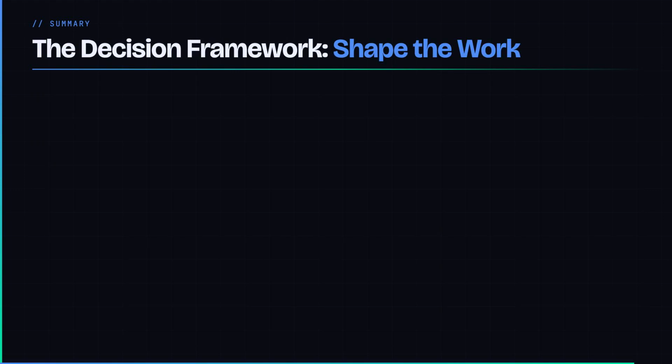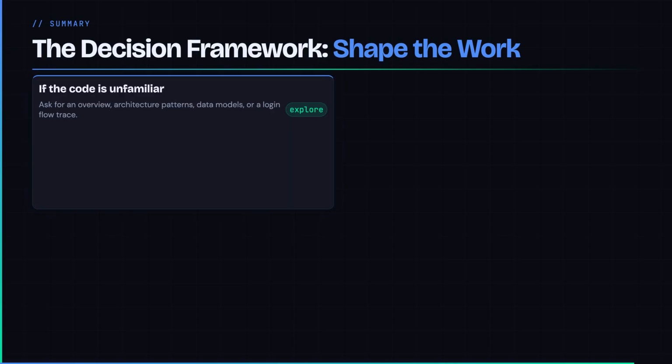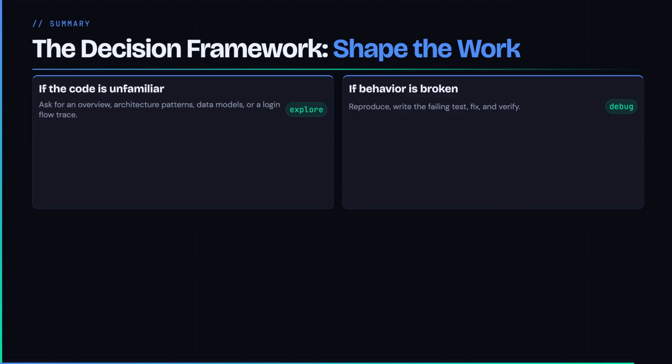The summary is not a list to memorize. It is a decision framework for the next request you write. If the code is unfamiliar, explore. Ask for the overview, architecture, data models, or flow trace before implementation. If behavior is broken, debug with proof. Reproduce, write the failing test, fix, and verify.